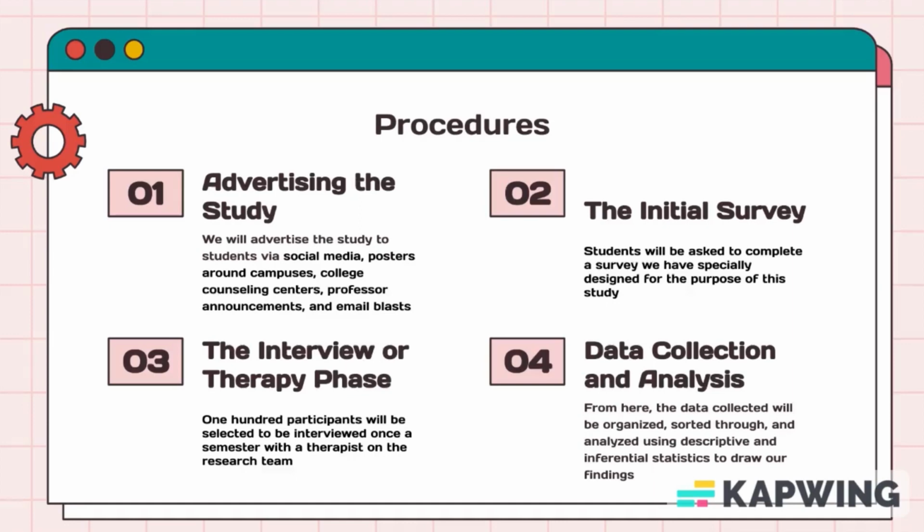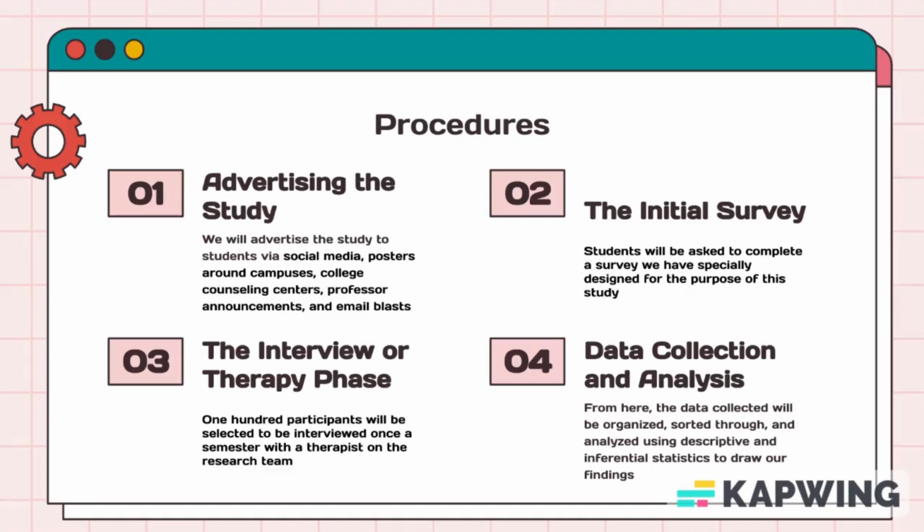Procedures. We will begin with phase 1, which is the advertising of the study, where we will advertise the study to students via social media, posters around campus, college counseling centers, professor announcements, and email blasts. Phase 2 is the initial survey, where students will be asked to complete a survey we have specifically designed for the purpose of this study.